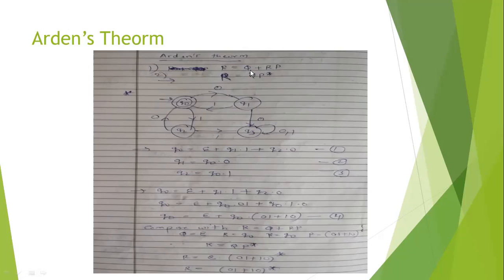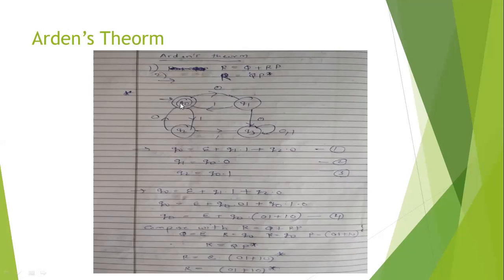We know that Arden's theorem has two equations: R is equal to Q plus RP, and the other one is R is equal to QP star. Here we have to form the different equations for the different states. How to form the equations, we'll see one by one. Q0 is a start state. Let's see how to form the equation for Q0.